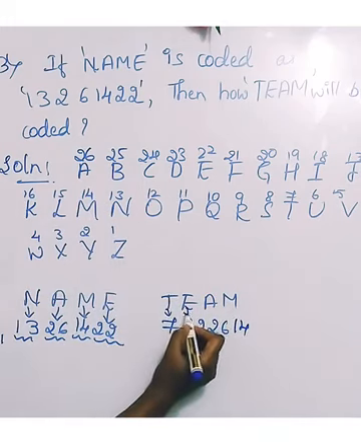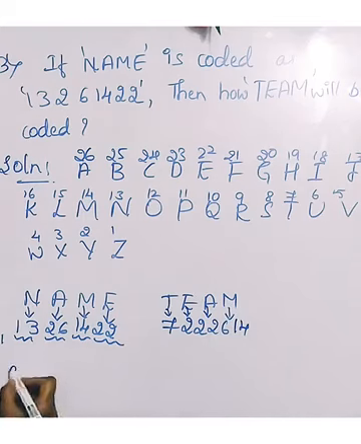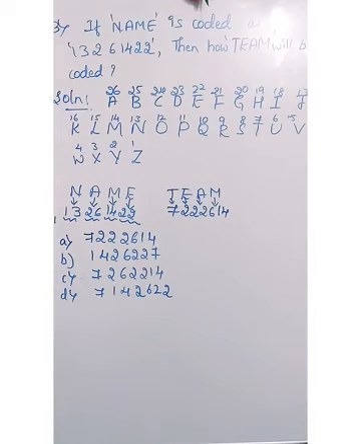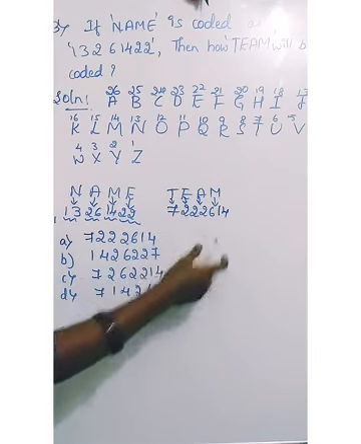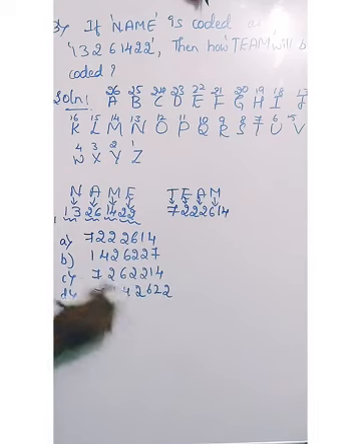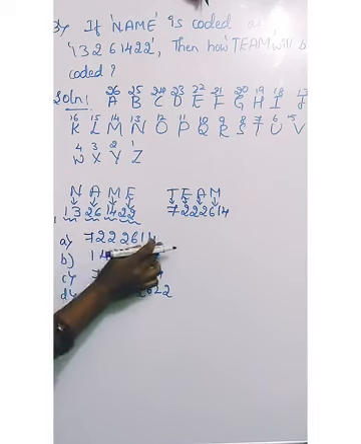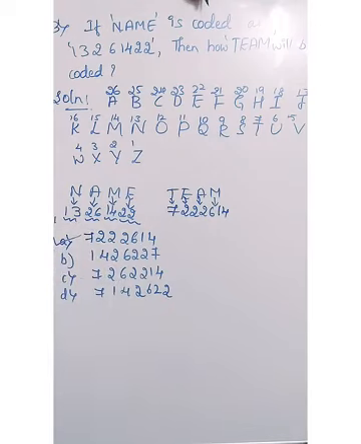See, you can see this. These are the options they have provided for this question. Okay, see here, which is the correct coded answer? What we got for TEAM is 7 22 26 14. Is this available in the options? Option A is the correct answer. Okay, now we will move on to another question.